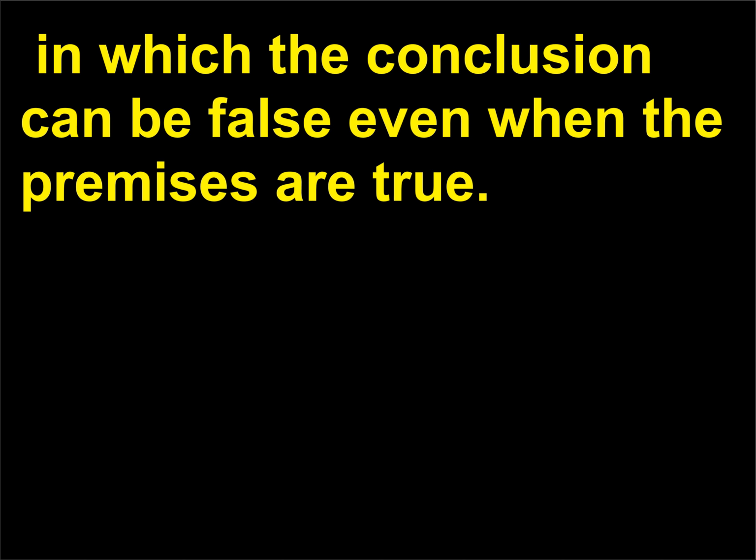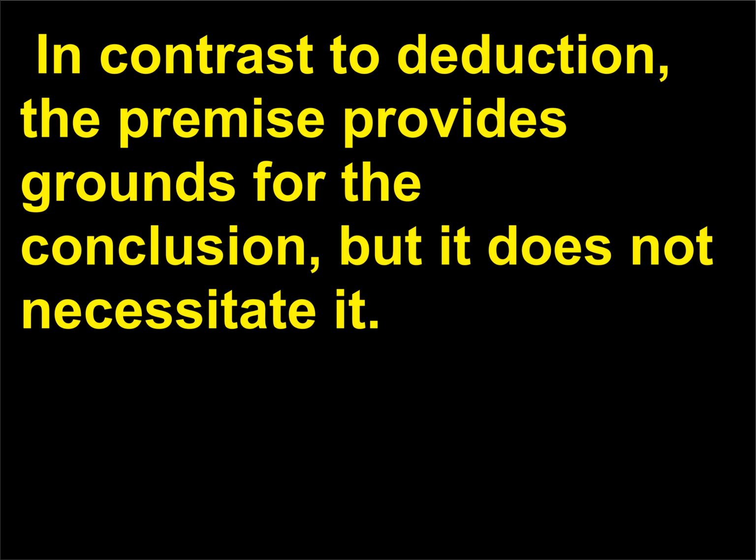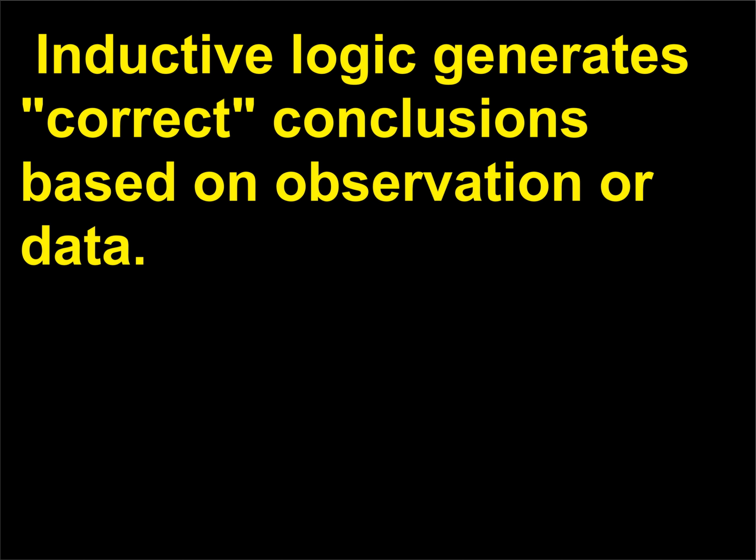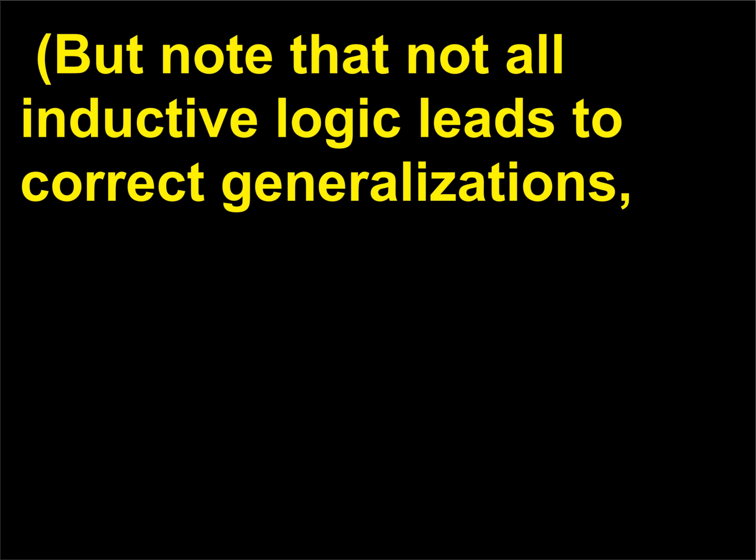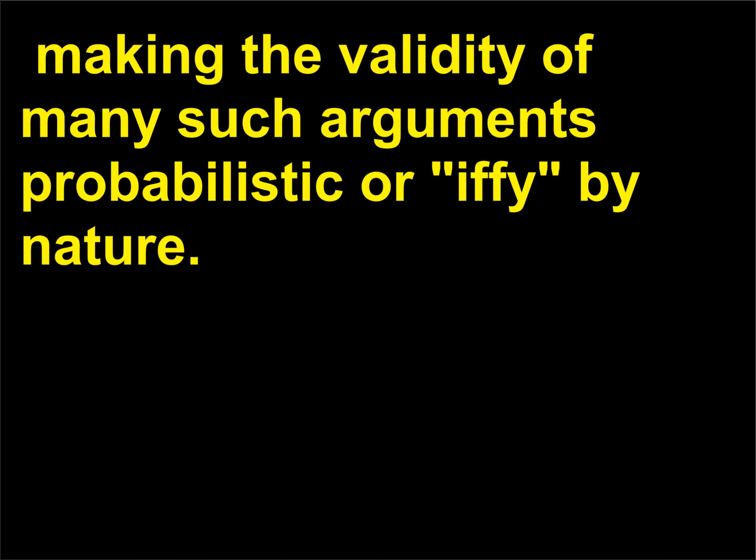in which the conclusion can be false even when the premises are true. In contrast to deduction, the premise provides grounds for the conclusion, but it does not necessitate it. Inductive logic generates correct conclusions based on observation or data. But note that not all inductive logic leads to correct generalizations, making the validity of many such arguments probabilistic or iffy by nature.